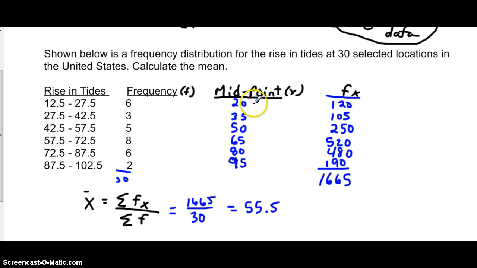You should have found all your midpoints and multiplied each one by the frequency. Sum that up and got 1665 and divide by 30 for 55.5.